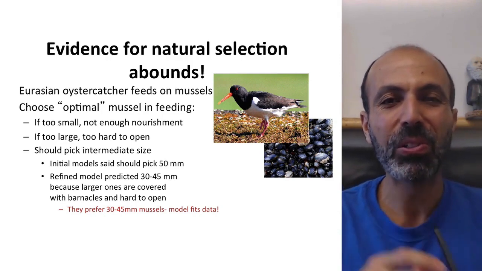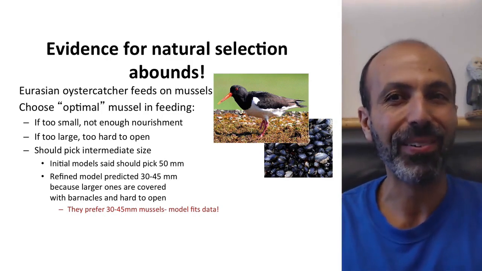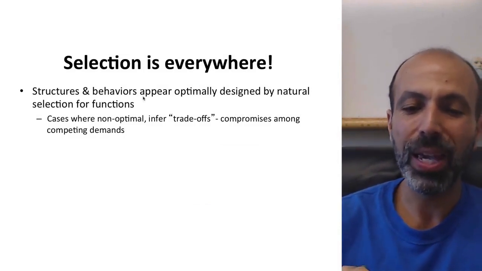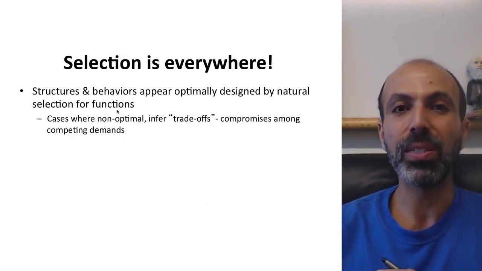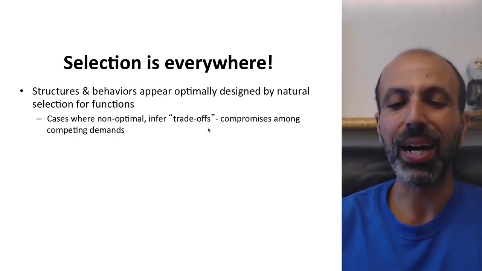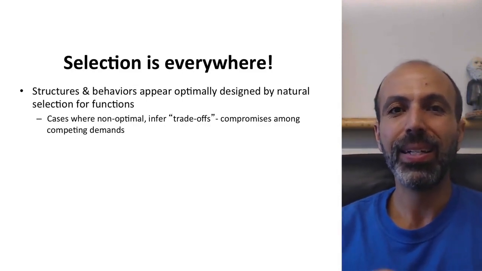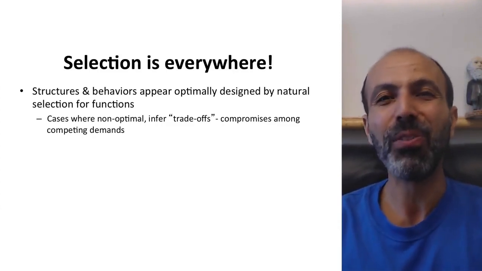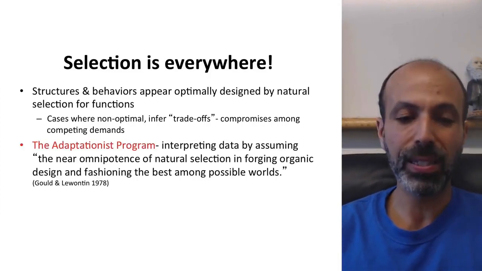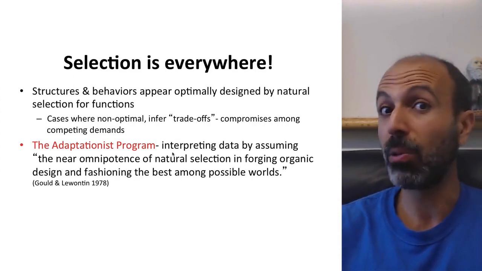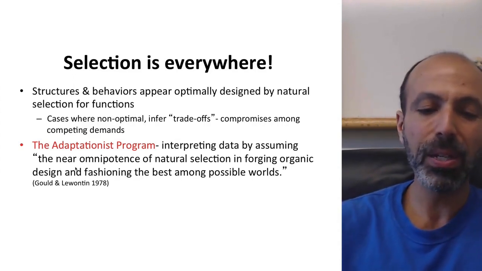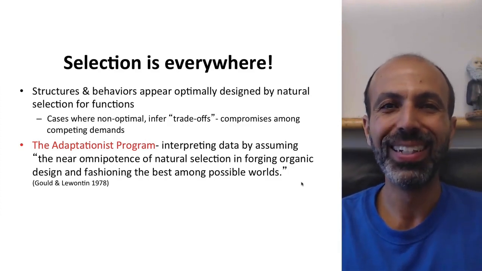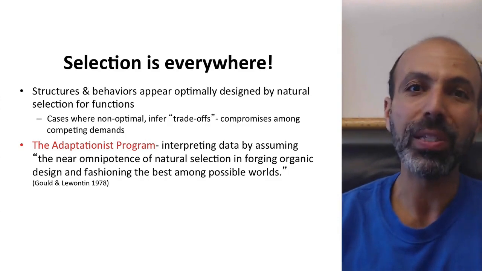This should be causing you a little bit of concern when somebody just manipulates a model to make it fit the data, right? Well, there is this view that selection is everywhere, right? That structures and behaviors are optimally designed by natural selection for their function. And whenever we see something as non-optimal, we infer a trade-off or some sort of compromise among competing demands. Now, this is a little bit of a risky thing because basically you're making it so every possible observation will eventually fit your model. Now, Gould and Lewontin criticized this and referred to this as the adaptationist program. They suggested that many researchers were doing this. They were interpreting data by assuming the near omnipotence of natural selection in forging organic design and fashioning the best among possible worlds. Now, this is often referred to as adaptive storytelling by people who don't like it.